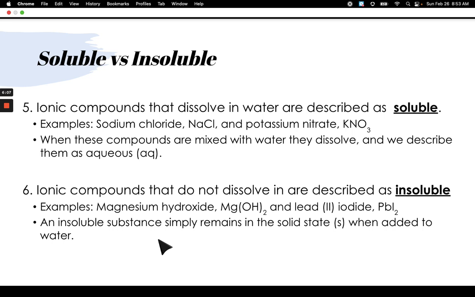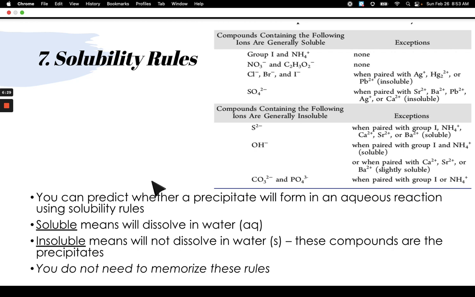Now, ionic compounds that do not dissolve in water are described as insoluble. For example, the compound magnesium hydroxide, or as we saw in the last slide, lead(II) iodide, are insoluble. An insoluble substance simply remains in the solid state when added to water. So you add it to water and you can stir and stir and stir all you want, but that substance will not dissolve. All right, now there's something called solubility rules.